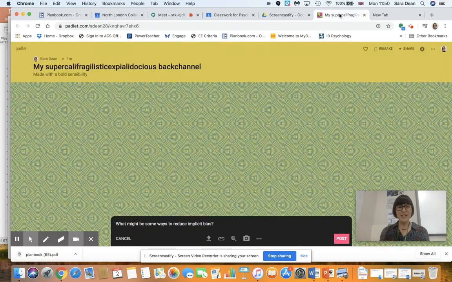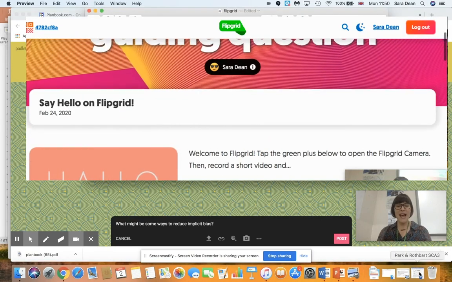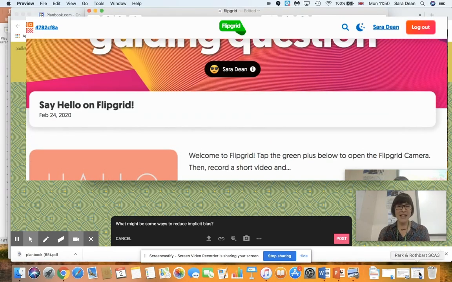One way that students can do it is through Padlet. Padlet is where I can pose a question. For example, on the bottom of the screen, you might see I posed the question, what might be some ways to reduce implicit bias? And then students can type their answers and interact with me and other students. Another way that students have been able to respond, and they like it, is something called Flipgrid. So I'm pulling that up now, where they can record their own answers to a question that I pose, and then also record a video answer to other students, which has been quite interesting.